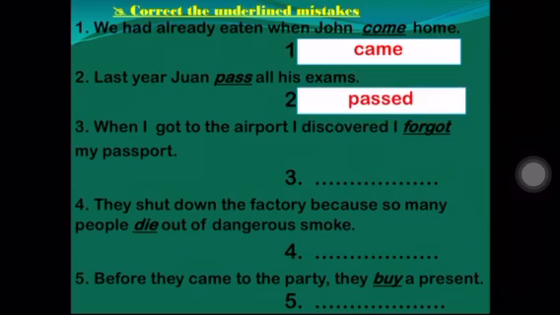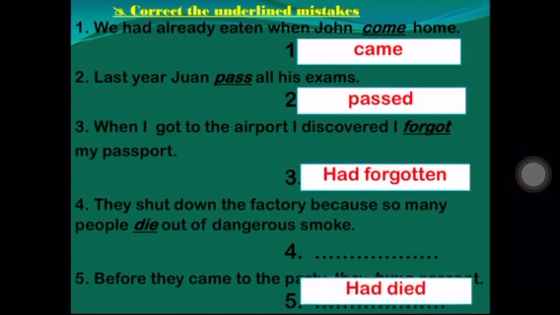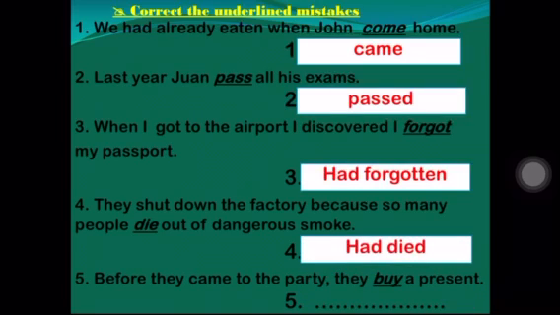When I got to the airport, I discovered I forgot my passport. So I have here when, and the action that happened first is forgetting the passport. So it should be in the past perfect, had forgotten. They shut down the factory because so many people die out of dangerous smoke. The action that happened first is the dying action. So we should have had died.